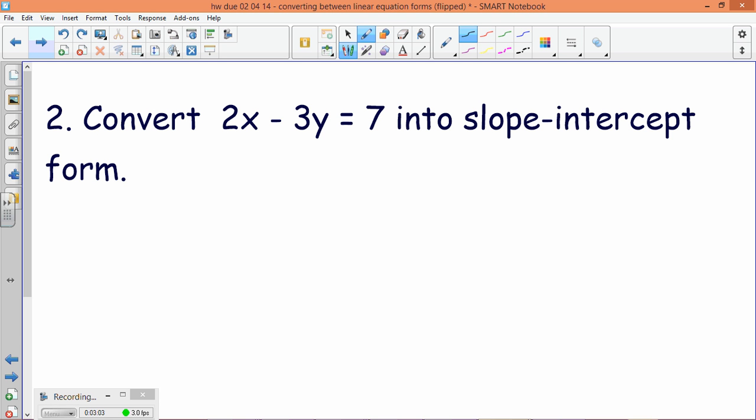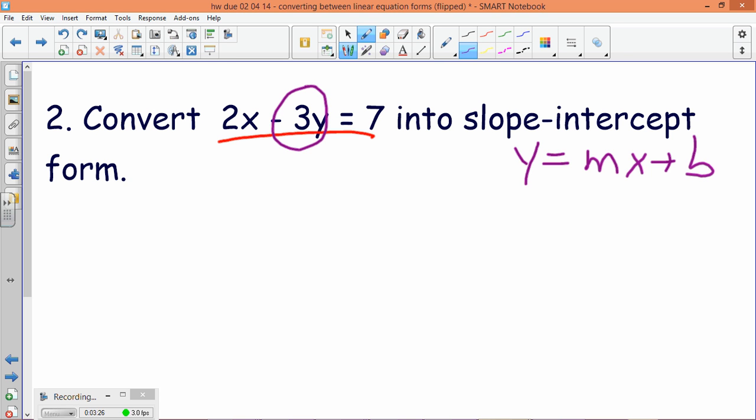Once again, I need to massage this around in order to get this ugly looking thing here into this very pretty looking form right here. And until I have it looking like y equals mx plus b, I am not done. Well, the first thing I want to do is try to get y by itself. I don't have y by itself. In fact, I have a lot of stuff around y.